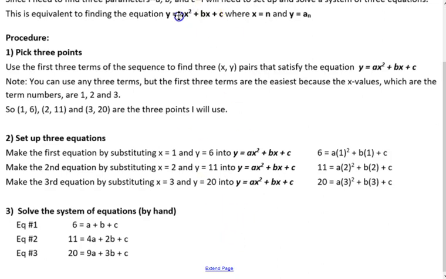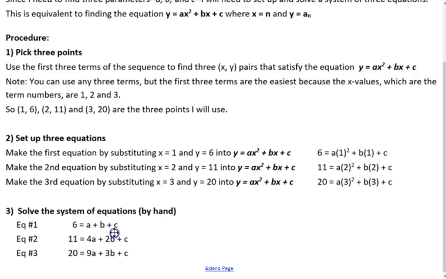Once again, I'm trying to do y equals ax squared plus bx plus c. I'm trying to find a, b, and c, but I know x and y. For 3 different points, I know x and y. So I'm going to substitute 1 for x, 6 for y, 2 for x, 11 for y, and 3 for x, and 20 for y into this equation, and then solve the system of equations to find a, b, and c. So notice I'm squaring the x value here and not here, and I end up with these 3 equations.